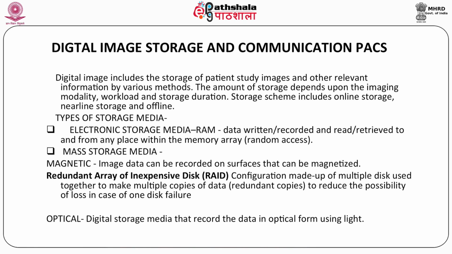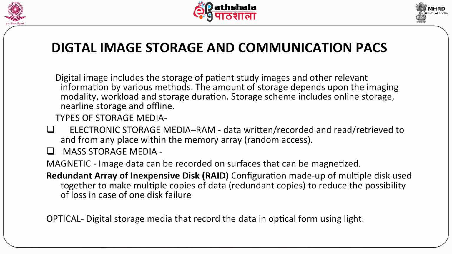image. Here image data can be recorded on surfaces that can be magnetized. Recording and reading are done as the magnetic surface moves close to a device called a head, referred to as a hard disk, magnetic disk, or magnetic tape. The advantage is the ability to write, record and read data very rapidly. Data that is no longer needed can be erased to make space available for new data. But the disadvantage is that it has a limited capacity.